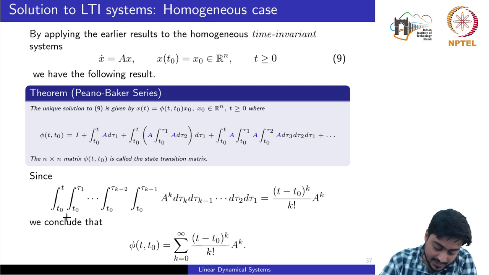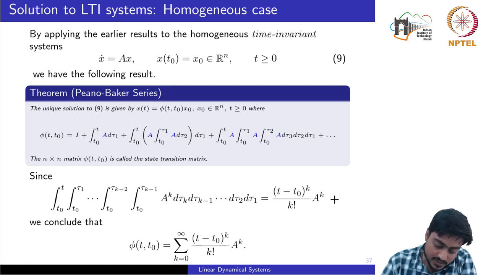Now this kth element I can write as the ratio of (t minus t0) to the power k over k factorial, into A to the power k. The reason is that all these A to the power k are constants, first of all, so I can take this A to the power k outside the integral, and all the inner integrals are basically integrals of the 0th power of t. So it would turn into (t1 minus t0) to the power k divided by k factorial.